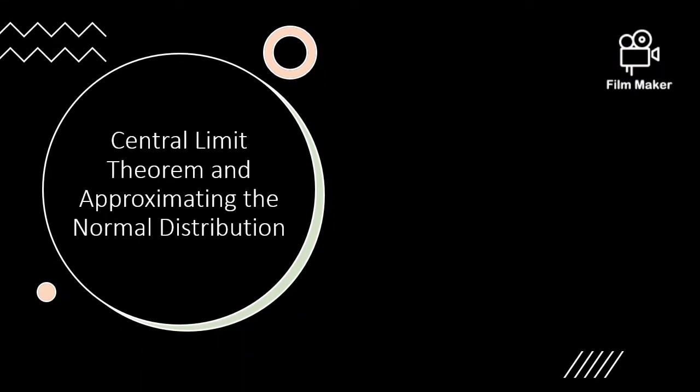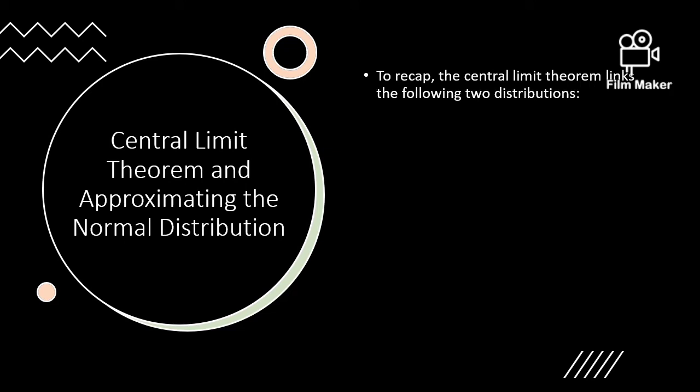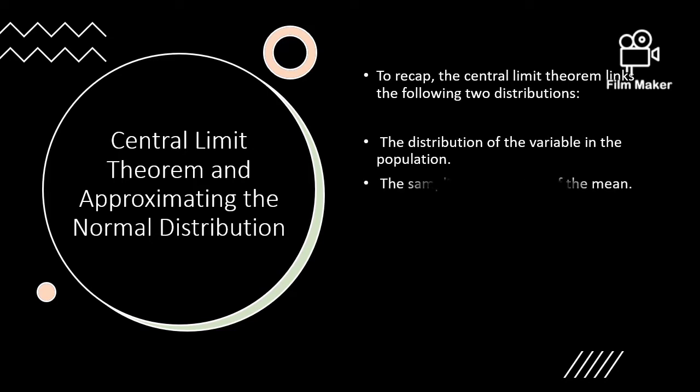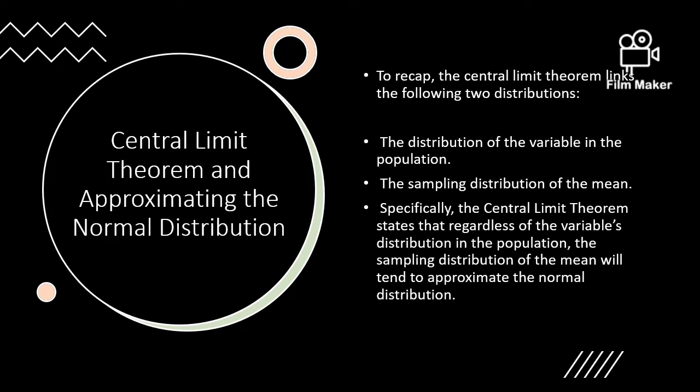Central limit theorem and approximating the normal distribution. To recap, the central limit theorem links the following two distributions: the distribution of the variable in the population, and the sampling distribution of the mean. Specifically, the central limit theorem states that regardless of the variable's distribution in the population, the sampling distribution of the mean will tend to approximate the normal distribution.